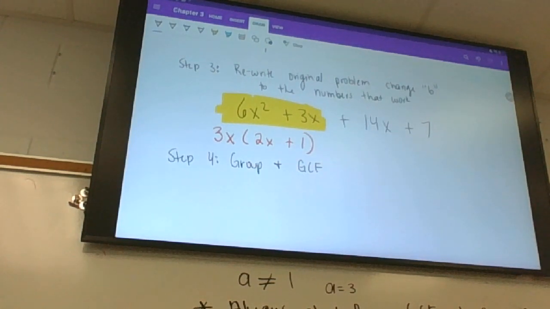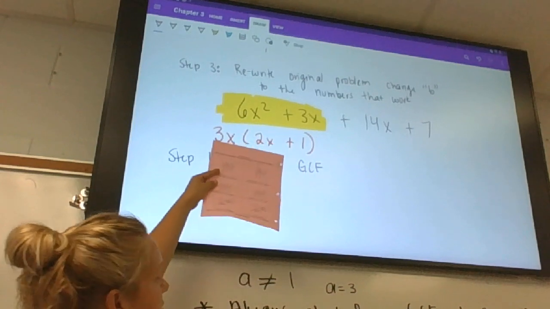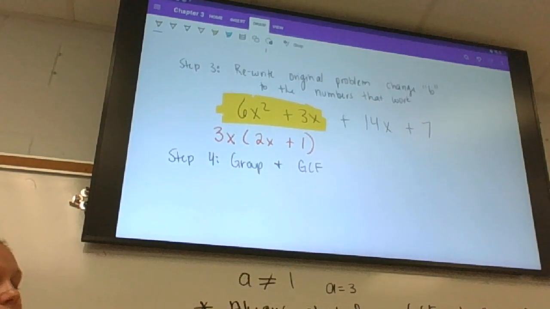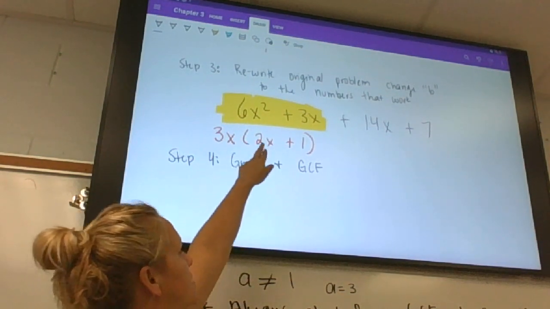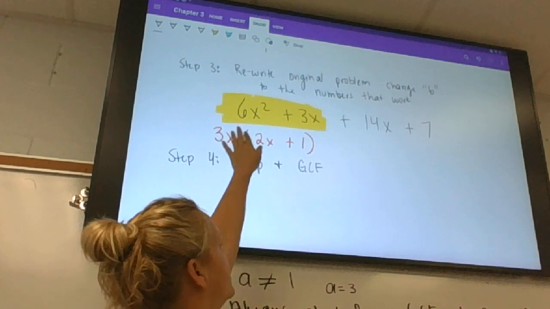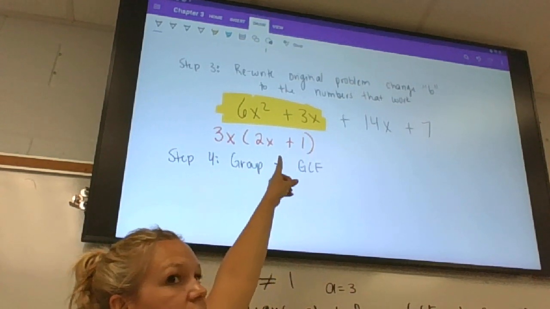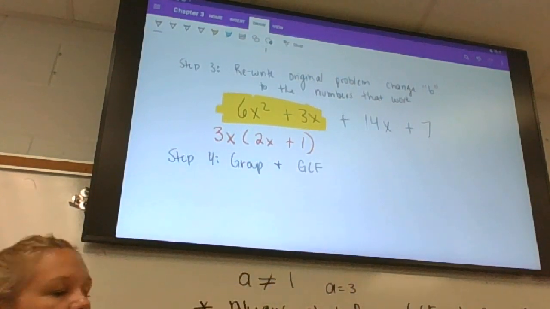If you can't do that, you need to come in after school. If you don't know what I just did to take a GCF out, you need to come after school. You'll never figure this out. Okay. A GCF is the opposite of distribution. 3x times 2x is 6x squared. 3x times 1 is 3x, right? So when I factor those out, that's what I have left.